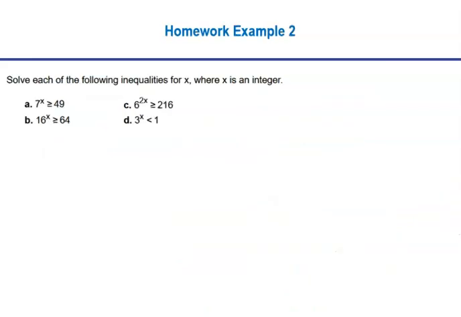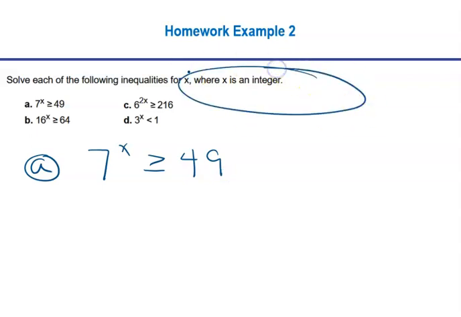All right, so I have another homework example for you. We're just going to do these one at a time. Let's look at A. So A says 7 to the x is greater than or equal to 49. What they want us to do is solve where x is an integer. The first time I did this, I literally just solved it, but I didn't write my x as an integer, so that's one reason I threw this in here as an example.